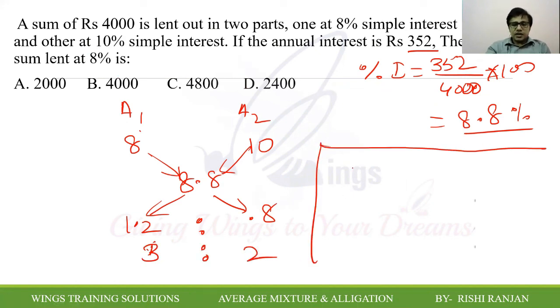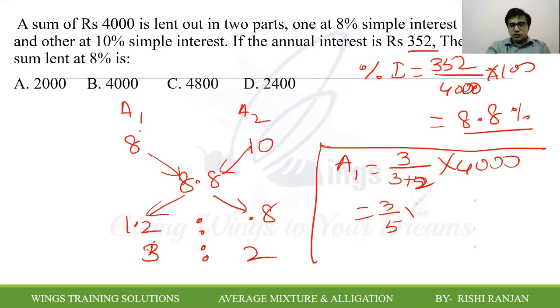Sum lent at 8%. That means amount 1. Amount 1 is going to be 3 divided by 3 plus 2, which is 3 by 5, into total amount, which is 4,000. So 3 by 5 into 4,000, the first amount is going to be 2,400. That's the answer.